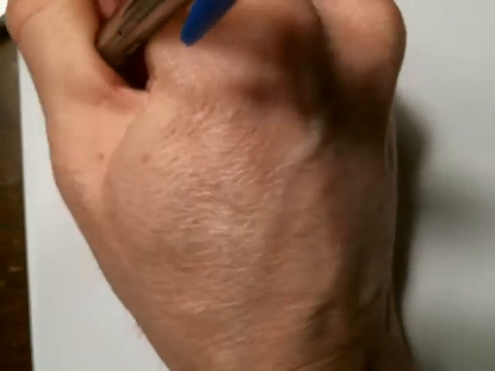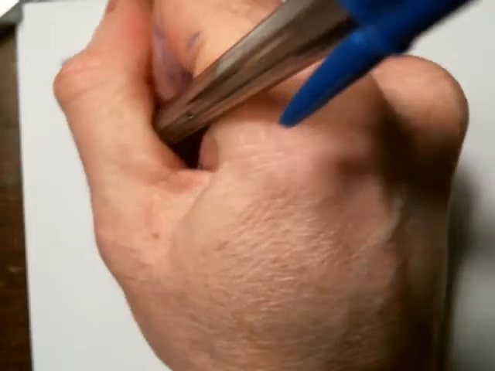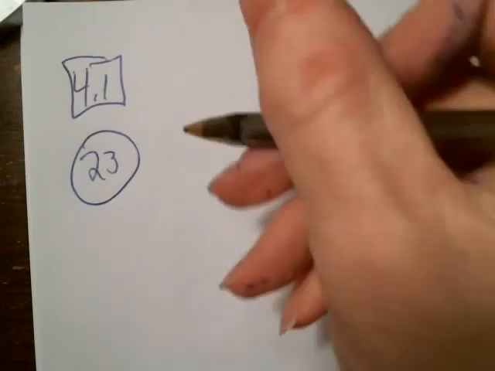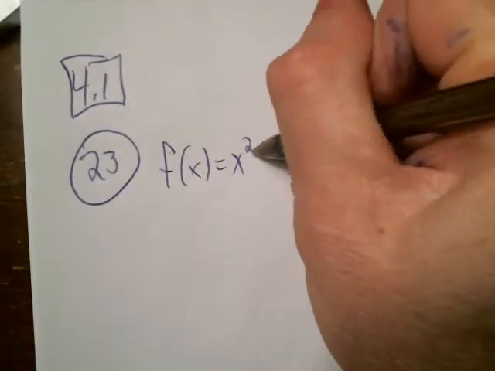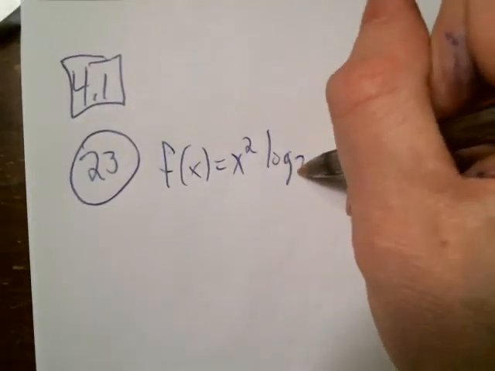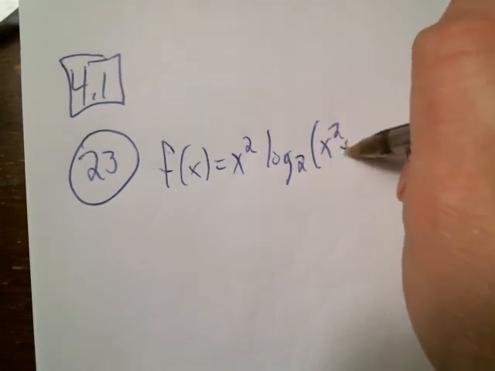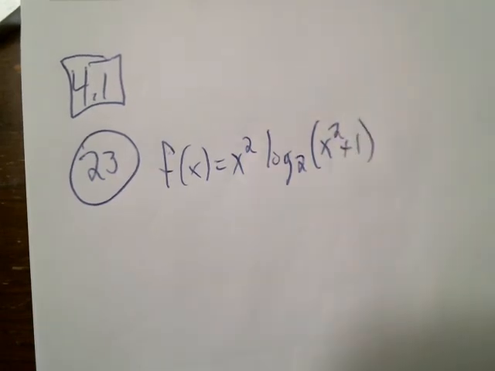Okay, let's look at some 4.1 problems. We have 23. Okay, and I didn't bring my book home. It's still sitting in my office, so I'm toggling in between screens here. 23, it looks like we're finding critical numbers. F of x equals x squared log base 2 of x squared plus 1.